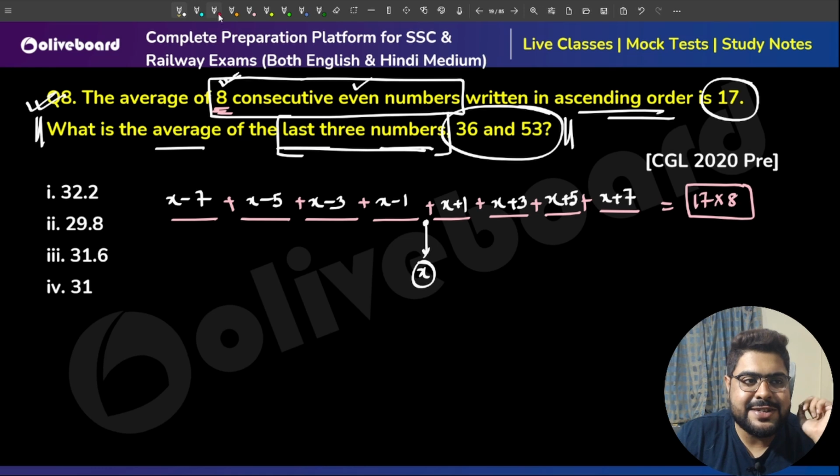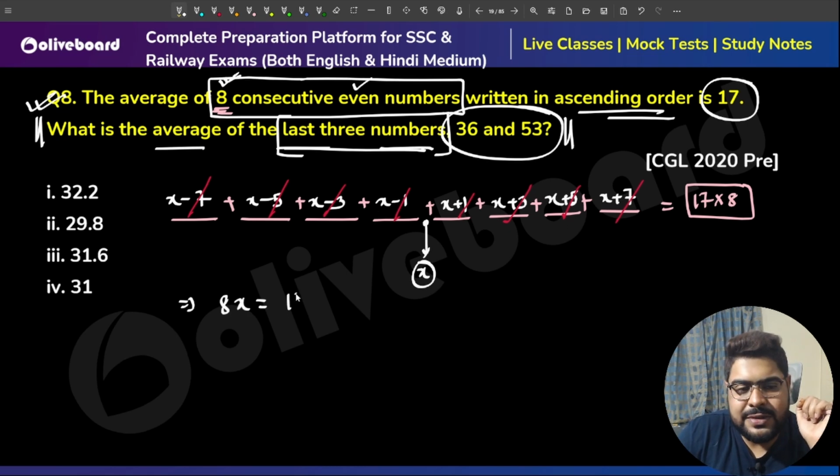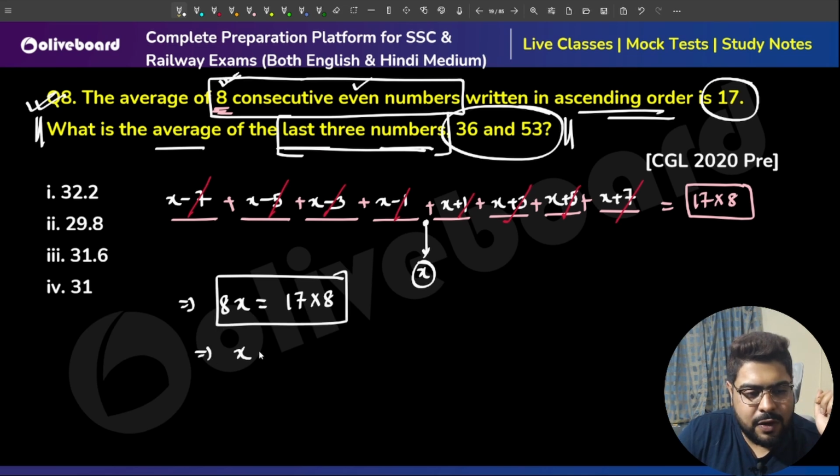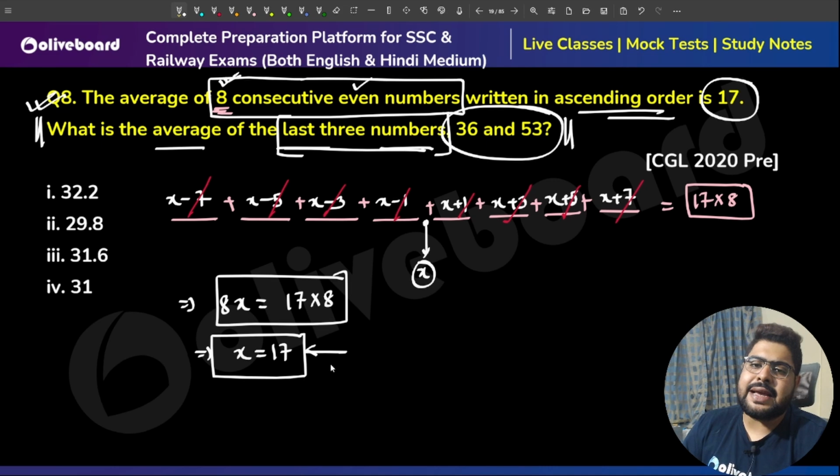So let's just go with this. Minus 7 plus 7, minus 5 plus 5, plus 3 minus 3, minus 1 plus 1. So what we are getting is 1, 2, 3, 4, 5, 6, 7, 8, so 8x is equal to 17 times 8. That means the value of x is 17. The value of x is actually 17.